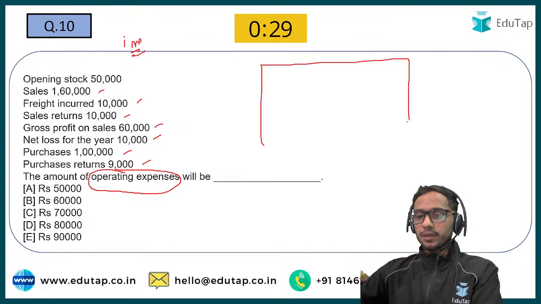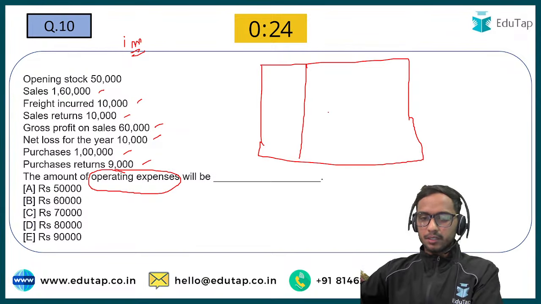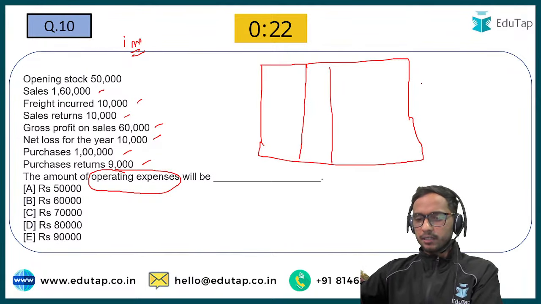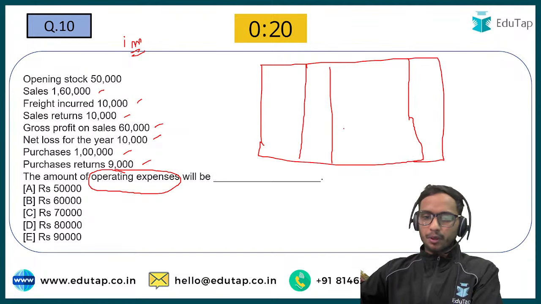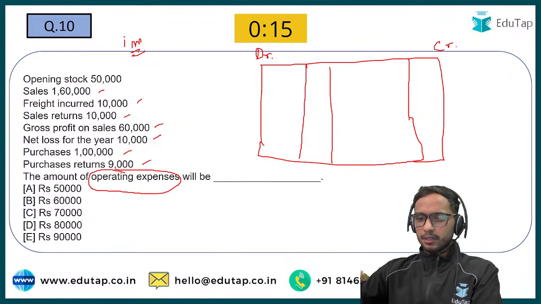So see, what do we do while preparing our trading and profit loss account? See, this is the format of trading and profit loss account. Let's understand this in a good way. So this is the debit side and this is the credit side, right?